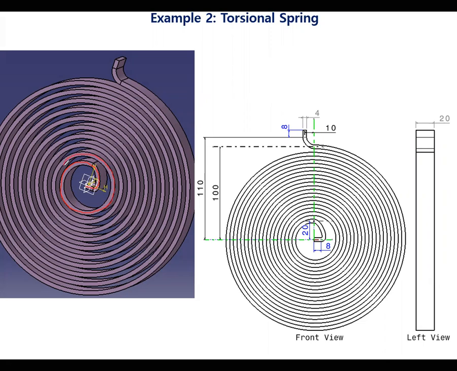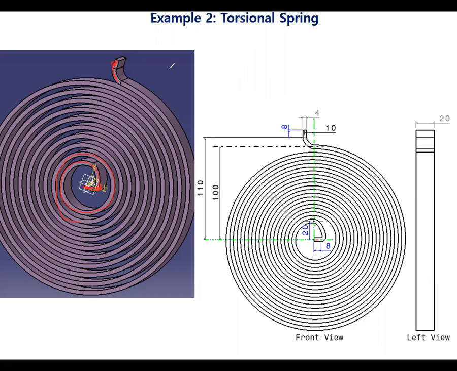First we have to create the spiral, and again we have to make this sketch and this sketch, and combine this sketch and the spiral using connect curve, and this sketch and the spiral using connect curve. And finally, after making the center curve of this spring, we can give the cross section.